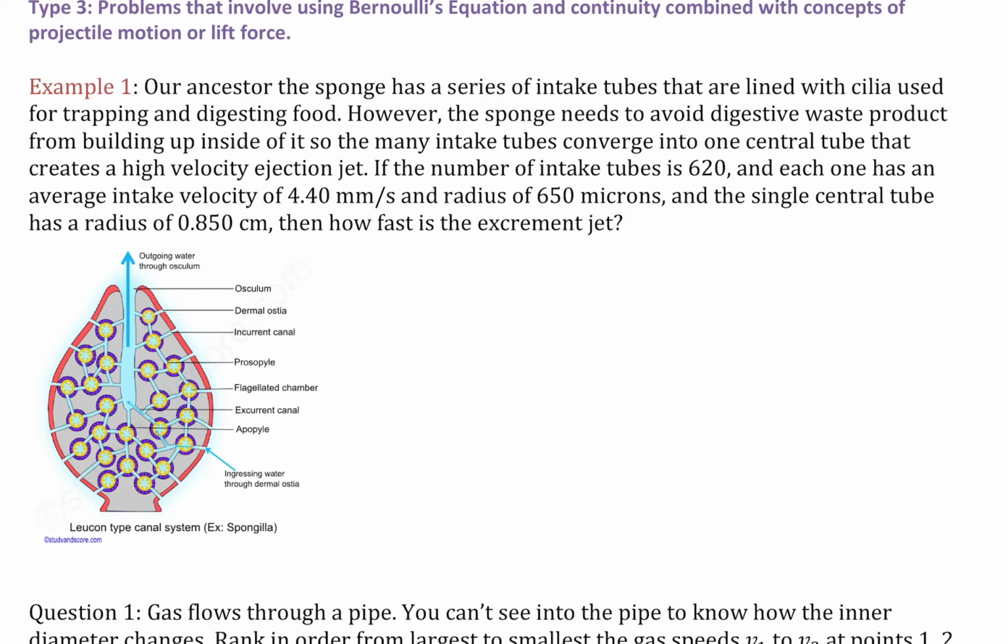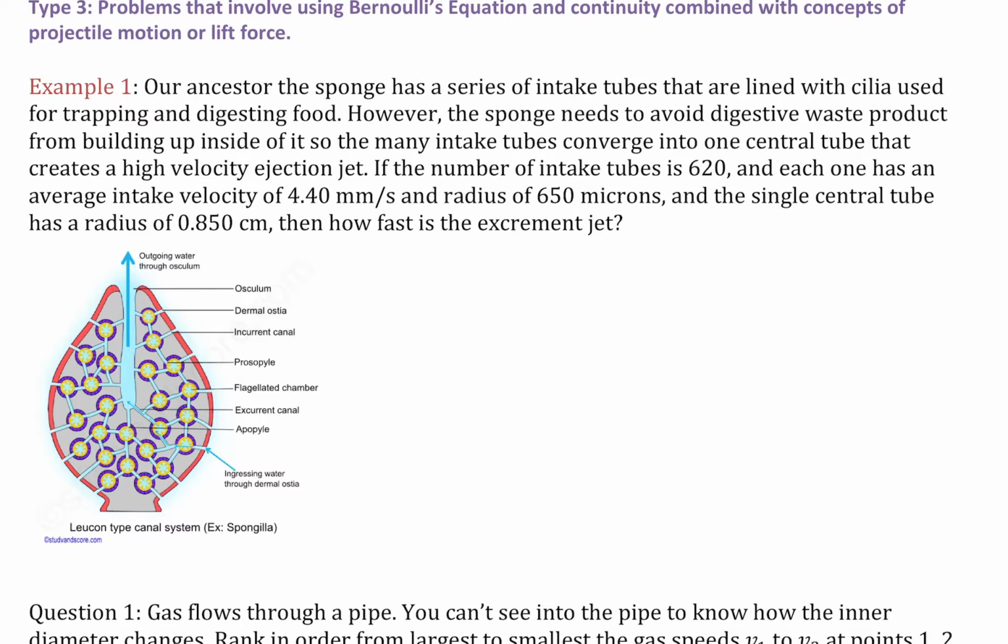Our ancestor, the sponge, has a series of intake tubes, it's all these little ones here, okay, that are lined with cilia, all right? Cilia are like little molecular motor hairs, used for trapping and digesting food. However, the sponge needs to avoid digestive waste product from building up inside of it, okay? So it has to eject its waste somehow. So the mini intake tubes converge into one central tube that creates a high velocity ejection jet, right? At least much higher velocity than the intake valves.